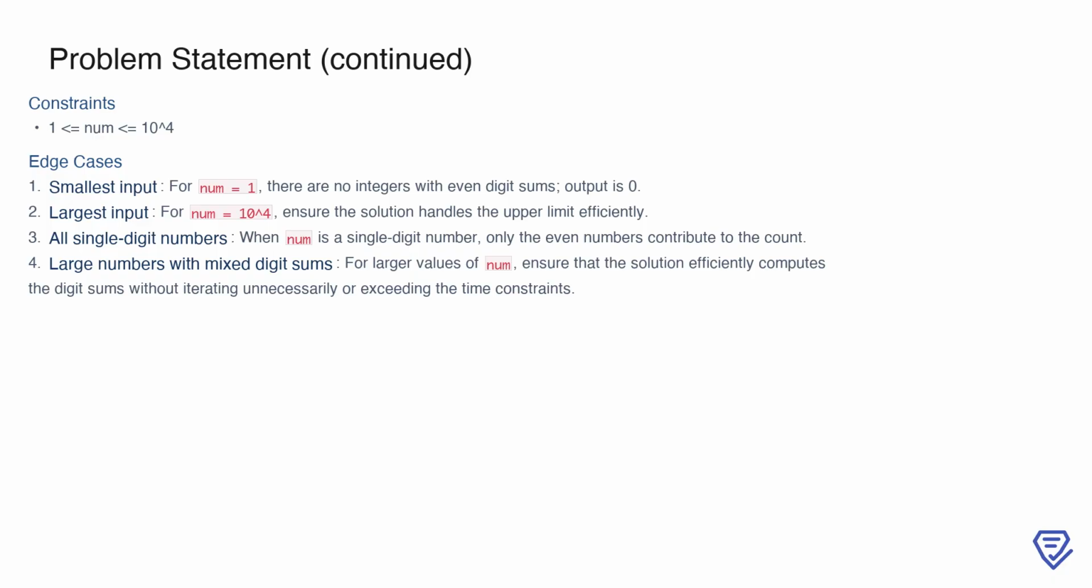For edge cases, when number is 1, the result is straightforward since there are no integers with even digit sums. When number is a single-digit number, only the even numbers in that range contribute to the count. For larger inputs, the solution needs to handle mixed digit sums effectively without unnecessary computation. Importantly, the algorithm must be optimized to avoid exceeding time limits for the upper boundary of the input range.